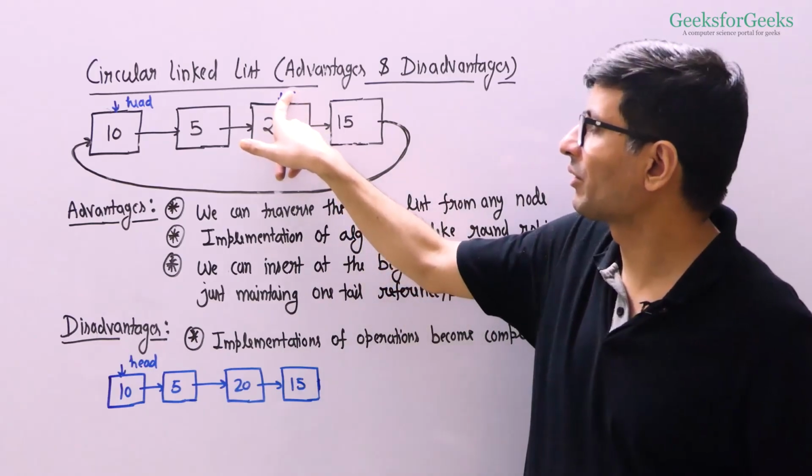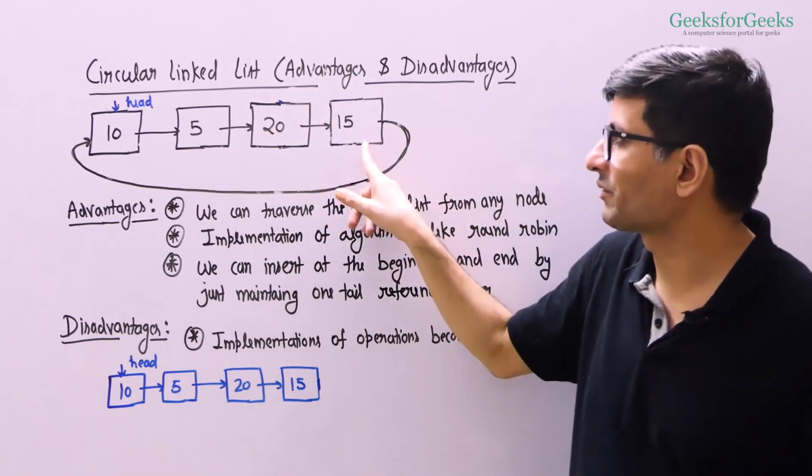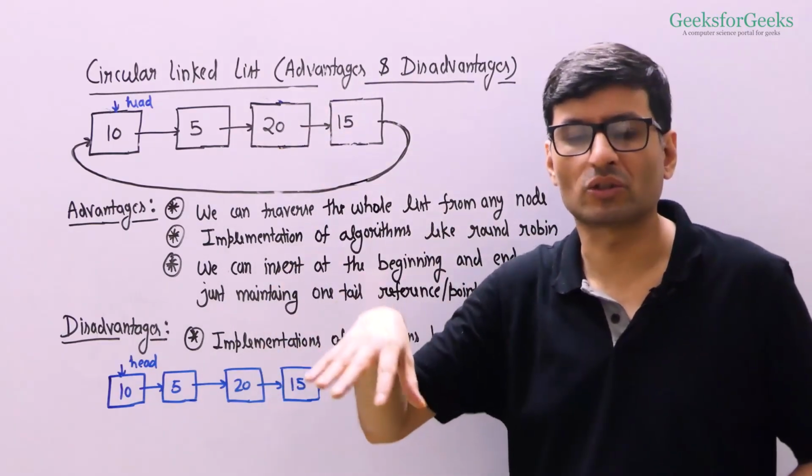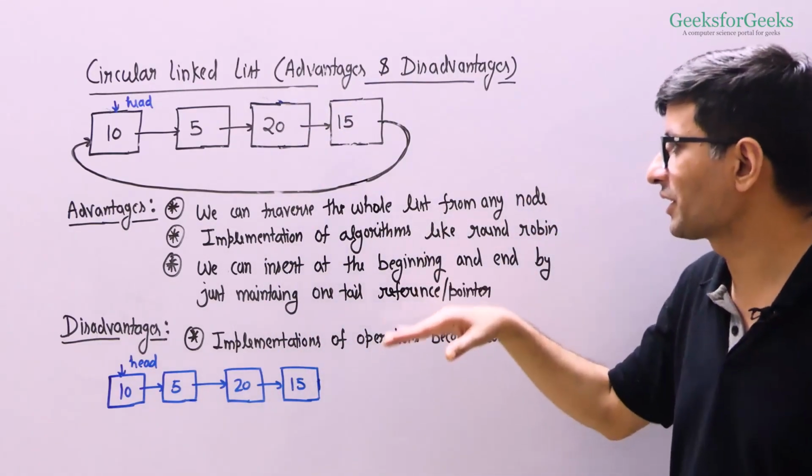So this way, from any node you can traverse the whole list, whether it is 5, whether it is 15 or 5. You can simply begin from that node and you will stop when you come back to that node. So that's the first advantage.